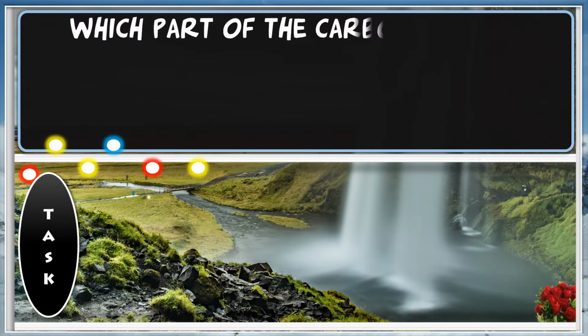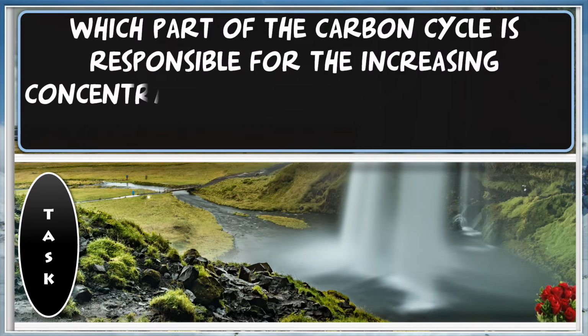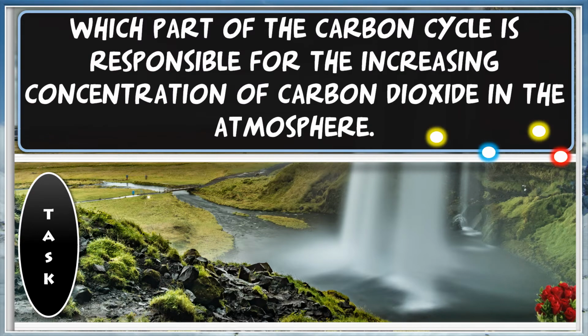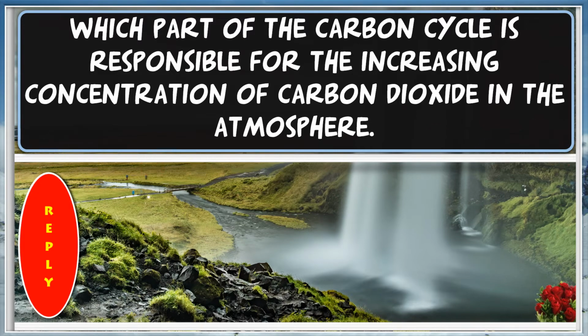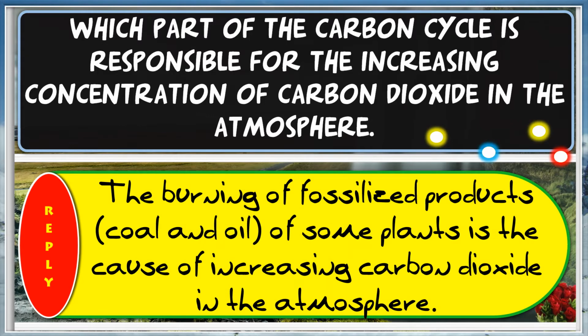Which part of the carbon cycle is responsible for increasing concentration of carbon dioxide in the atmosphere? The burning of fossilized products of some plants, that is coal and oil, is the cause of increasing carbon dioxide in the atmosphere.